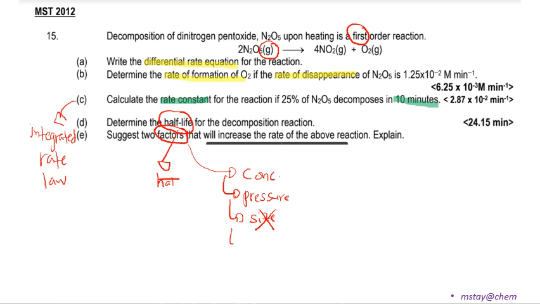Next, maybe we can also mention the temperature. And then we know there is another factor, which is the catalyst. But in this case, not all reactions have a catalyst, and we also don't know what the catalyst is for this reaction, so maybe this one is also not suitable. If you want to suggest a catalyst, you need to give the actual chemical formula of the catalyst.